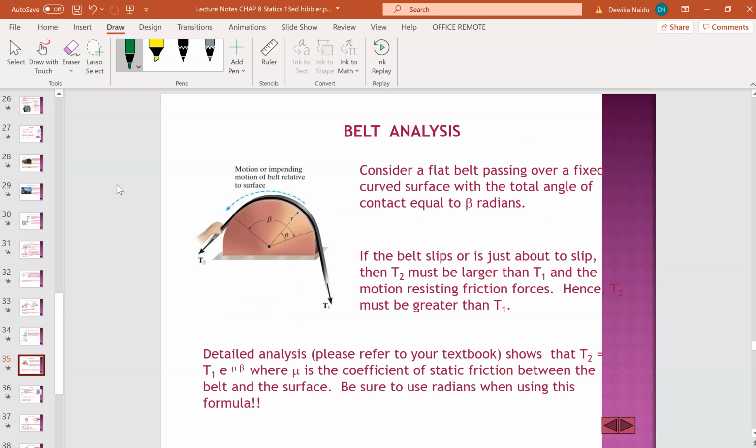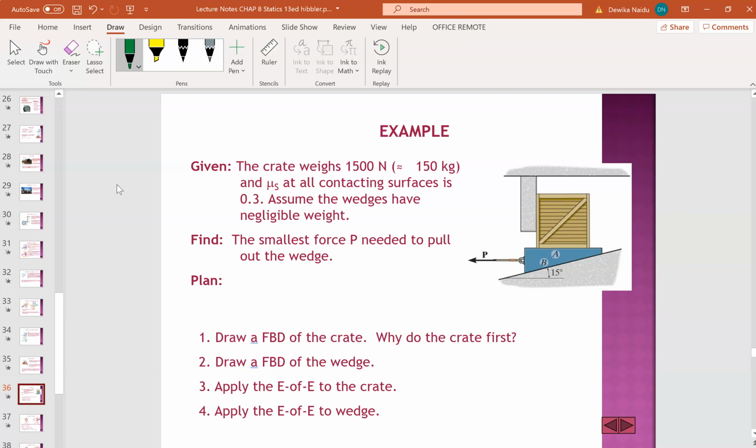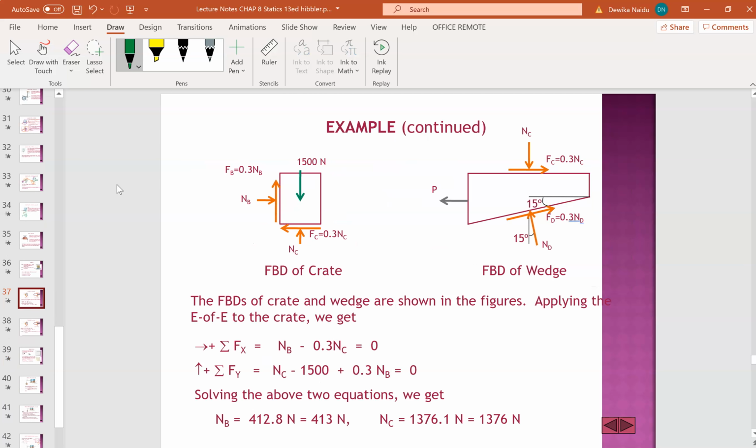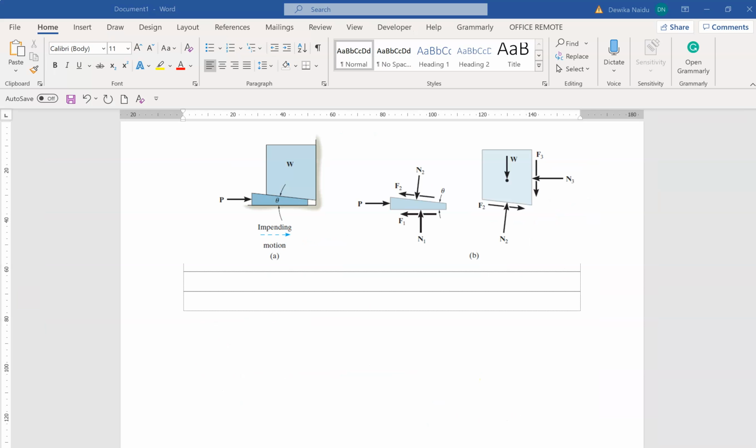Okay, I'll show you an example for you to make you understand even better. So let's just move directly to the example. We are done with the lecture note. Let's just look at the example.